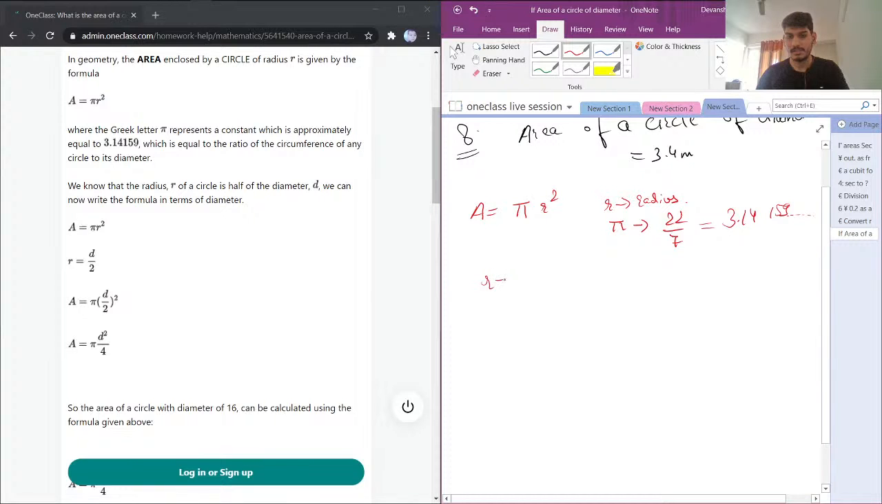Now we write radius. Radius is basically half of the diameter, and in this case we have been given 3.4 meter as the diameter. So I can find the radius, which will be 3.4 divided by 2, which will be 1.7.